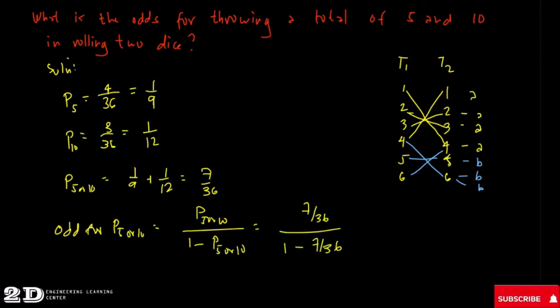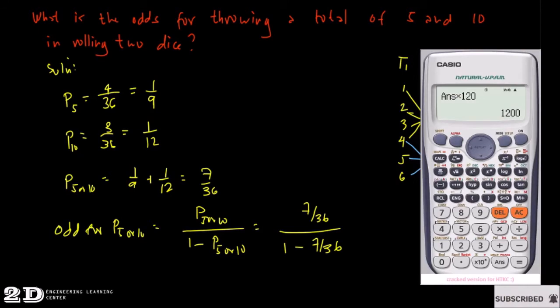So if we are going to use our trusted calculator, let's just let our calculator appear on the screen. So we have 7 over 36 over 1 minus 7 over 36, and this is now equal to 7 over 29. So that is now the odds of getting a 5 or a 10 in tossing 2 dice. So this will be our answer.